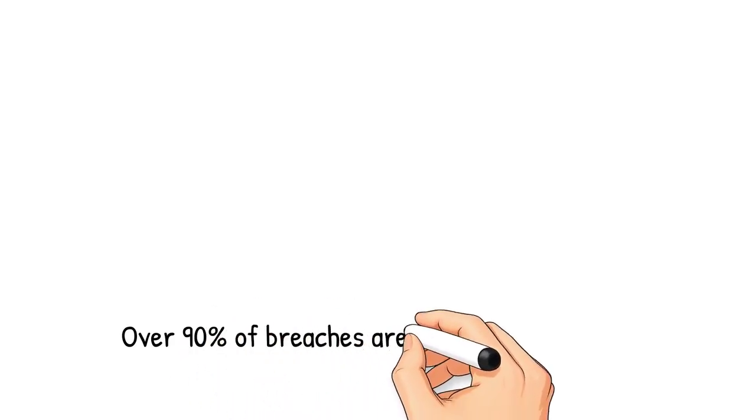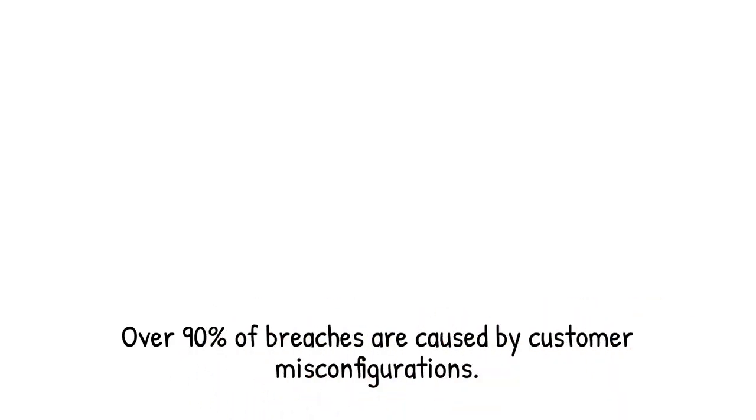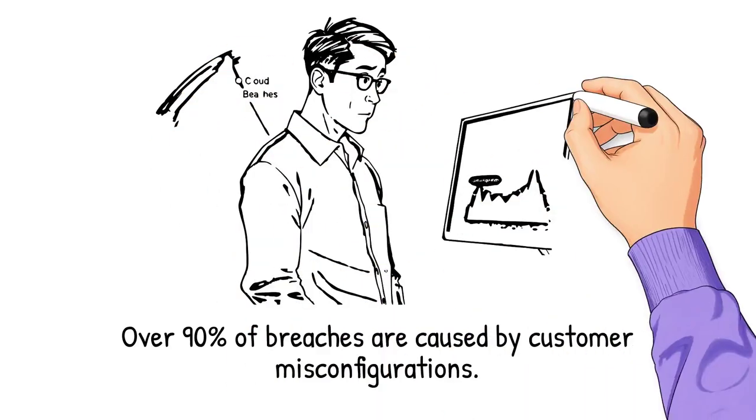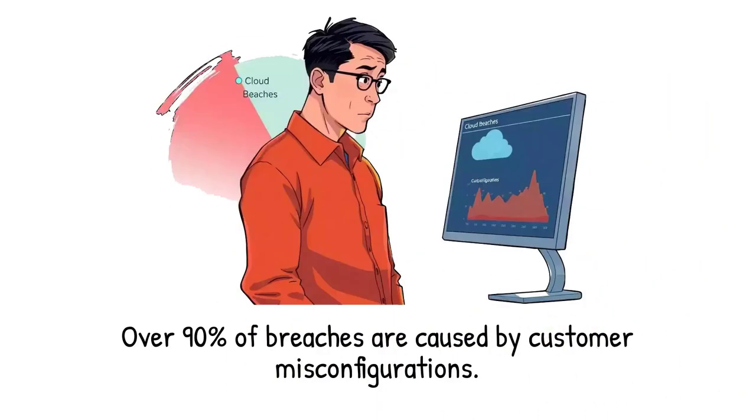Section 13. The 90% problem. Misconfigurations. Here's a shocking fact. More than 90% of cloud breaches are caused by customer misconfigurations. Not by AWS, not by Azure, not by GCP, by customers. The cloud is secure. People are not.